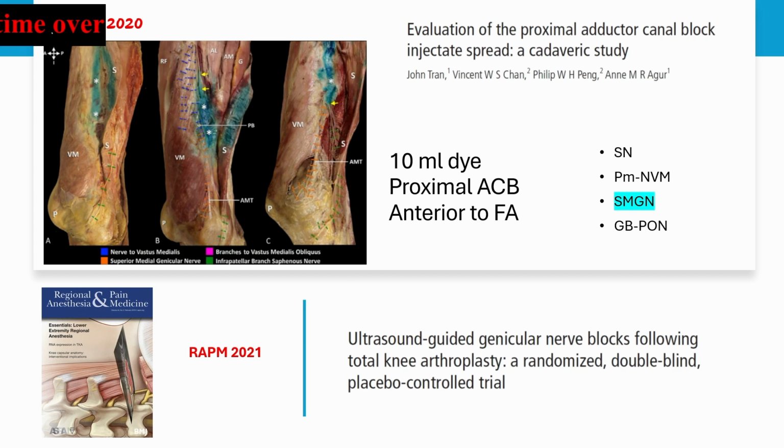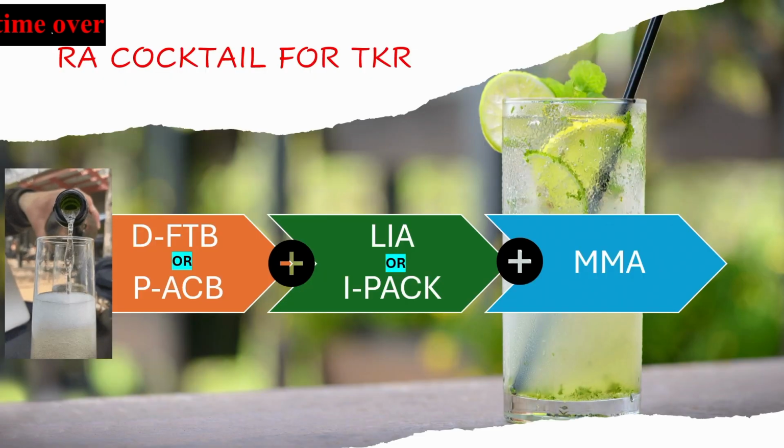And in this RAPM 2020 cadaveric study, they showed just 10 ml of the dye in proximal adductor canal was taking care of SMG, and that is a supromedial genicular nerve, which is a branch of nerve to vastus medialis. So again I question, do we need separate genicular nerve blocks? This is an aggressive group, Dr. Jeff Gadsden from Duke University, they are heavily advocating that geniculars should be used. And they showed that there was a good percentage reduction in opioids if you give geniculars in addition to adductor canals. So I'm almost coming to the tail end.